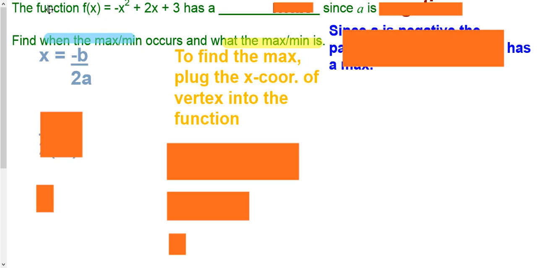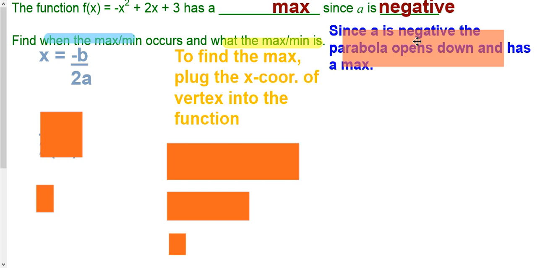So let's go ahead and look at this function here. We know this function has a maximum since a is negative. And remember, if a is negative, that means our parabola is opening down and it has a top point. It says find when our maximum occurs and then find what our maximum is.